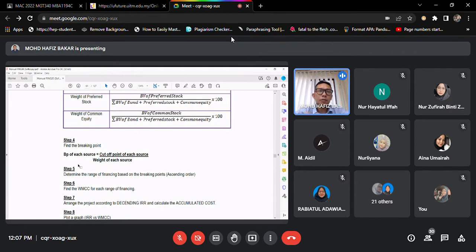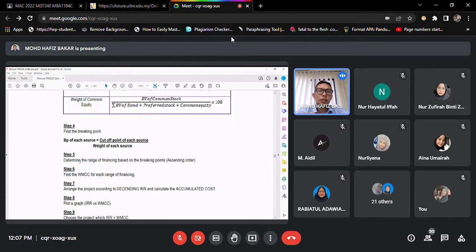And then step number 5, you need to determine the range of financing based on the breaking points. So you need to rearrange. Let's say the breaking points you already got in step number 4, you need to arrange them from the lowest amount to the highest amount, in ascending order. So step number 5, just rearrange based on the value of the breaking point.